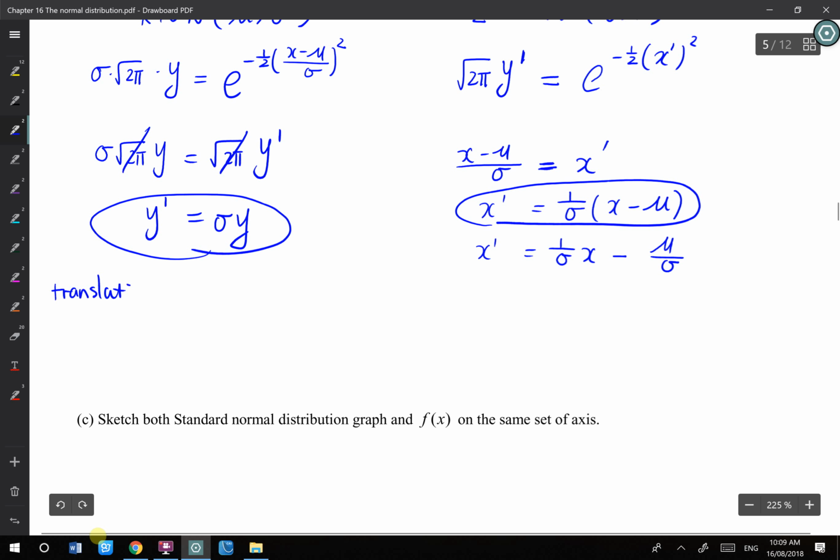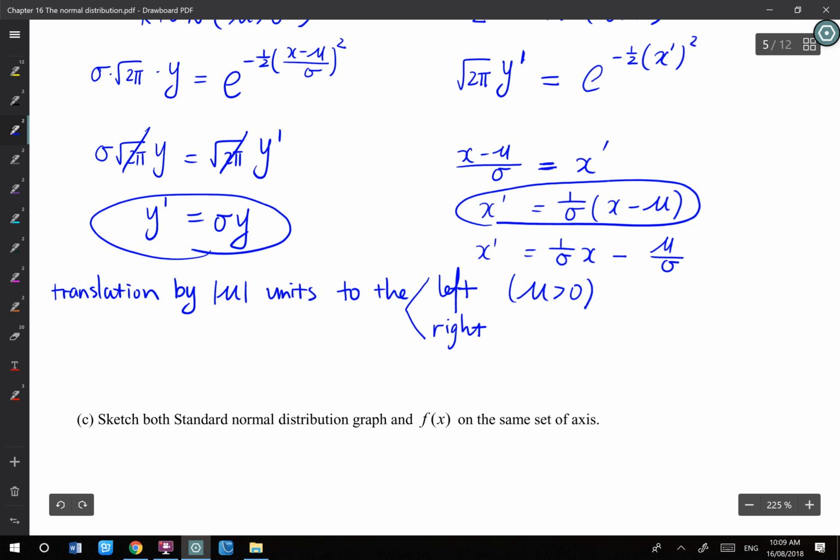So it is a translation by mu units to the left or right. If mu is greater than 0, it's x minus 1, then it's minus 1, it's moving to the left. Okay, when mu is greater than 0, it's moved to the left. When mu is less than 0, it's moving to the right. For example, mu is negative 2, then it becomes x plus 2.